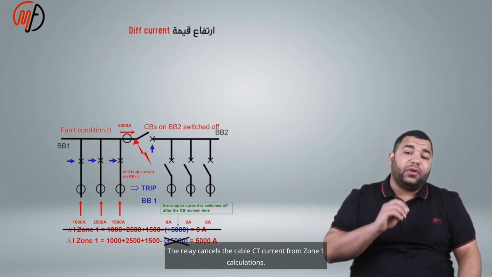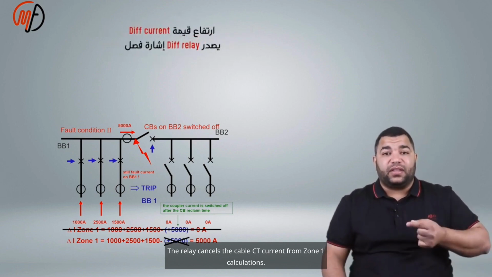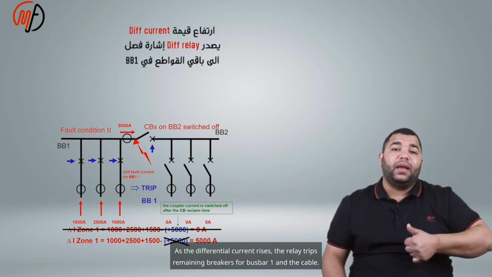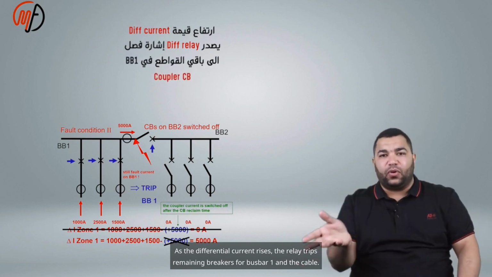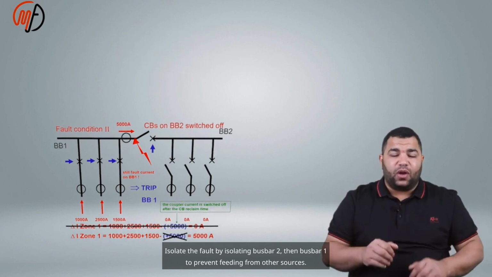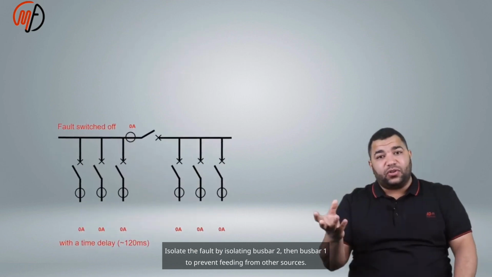The relay cancels the cable CT current from zone 1 calculations. As the differential current rises, the relay trips remaining breakers for bus bar 1 and the cable. Isolate the fault by isolating bus bar 2, then bus bar 1 to prevent feeding from other sources.